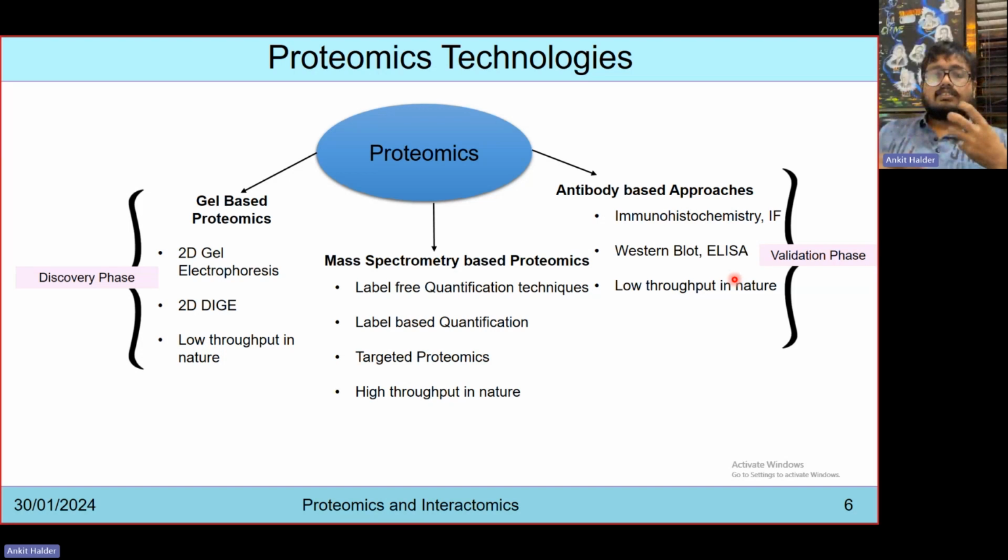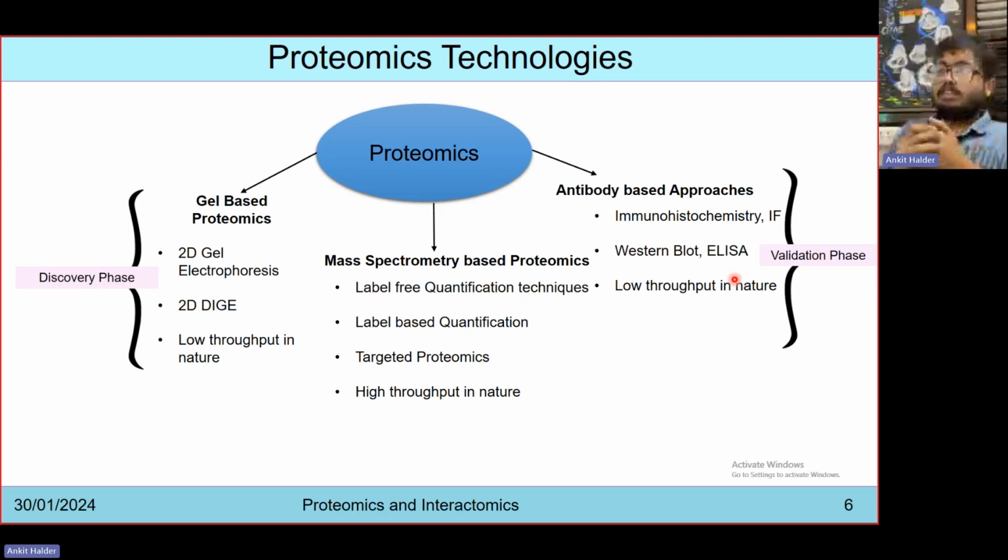So for that reason, whenever we are using an antibody, we have an idea about that particular protein, or which particular protein we are working on. So that by nature, or by default, comes under a kind of validation phase, where ELISA is also used for validatory or confirmatory results for many diseases in clinical settings. So this again comes under the validation phase.